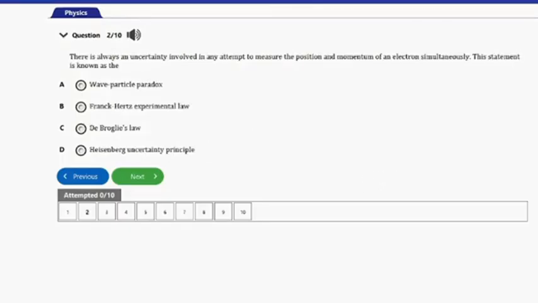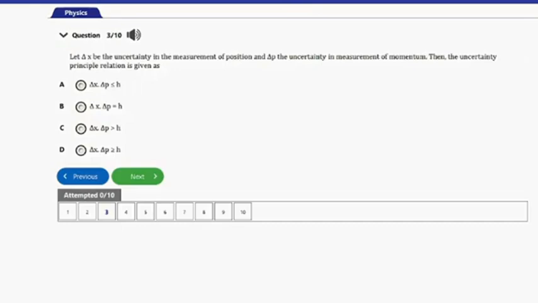The next question is question number 2. It says, there is always an uncertainty involved in any attempt to measure the position and momentum of an electron simultaneously. This statement is known as the A. wave particle paradox, B. Frank Hertz's experimental law, C. de Broglie's law, D. Heisenberg uncertainty principle. The answer to this question is option D, the Heisenberg uncertainty principle. Let's consider the next question.